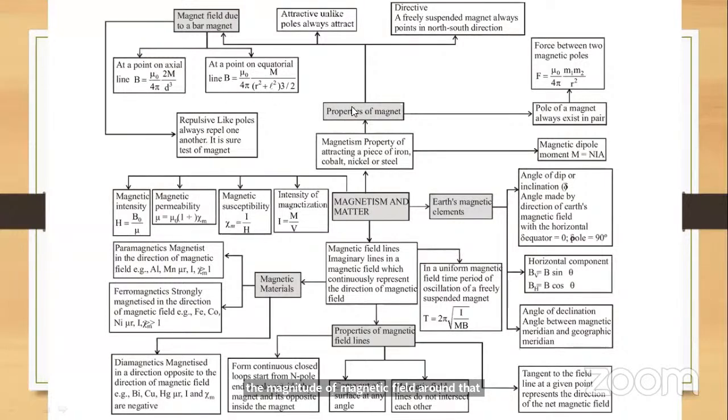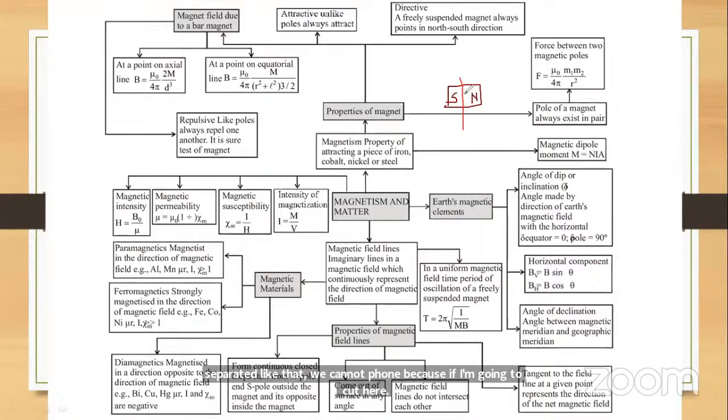You know that a magnetic monopole doesn't exist. What does magnetic monopole mean? If I cut a magnet into two pieces, we cannot find a magnetic monopole, that is, the north pole separated and the south pole separated. If I cut here, it again creates another magnet: one part becomes a south pole and the other a north pole again, so we get two magnets. That's why a magnetic monopole doesn't exist.